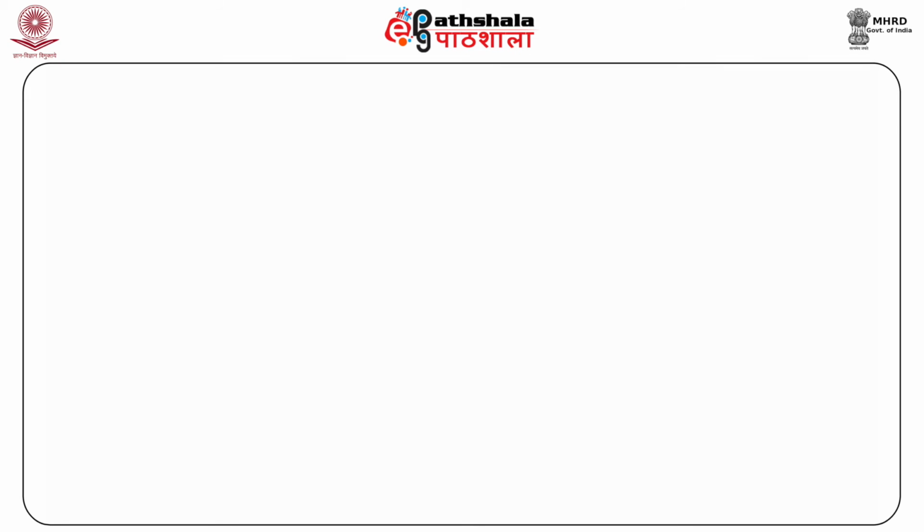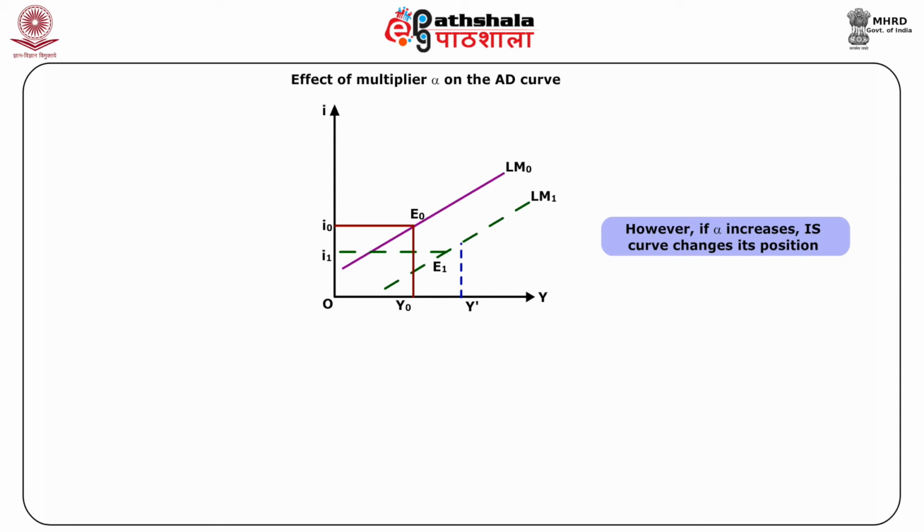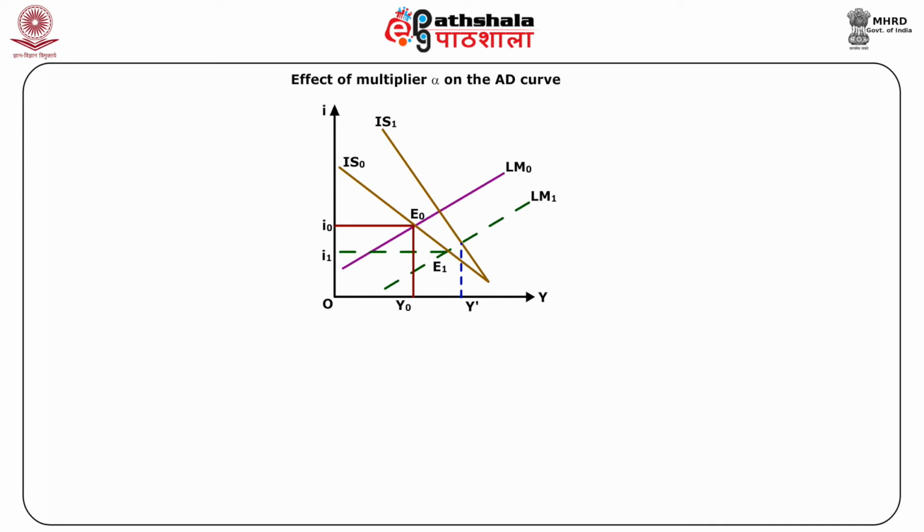To visualize it graphically, consider the given figure. The same figure is used to study the effect of an increase in alpha on the slope of the aggregate demand curve. When price decreases, real balances increase, leading to a shift in the LM curve from LM0 to LM1. This reduces the interest rates from I0 to I1 and increases output from Y0 to Y1. However, if alpha increases, the IS curve changes its position. With the increase in alpha, the slope of the IS curve decreases, making it flatter. In the figure, the IS curve tilts from IS0 to IS1 due to the increase in alpha.